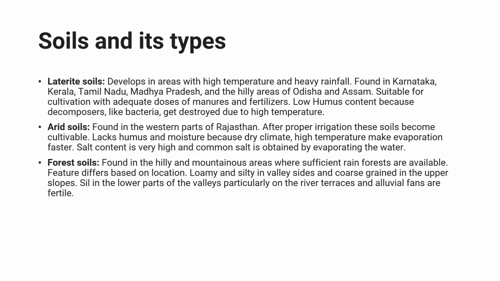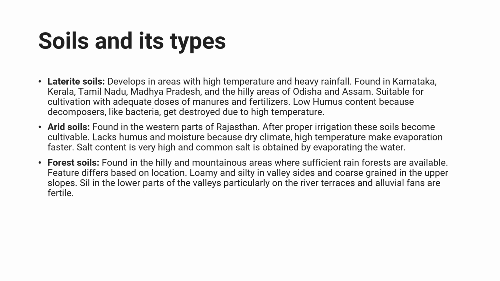What is laterite soil? It develops in areas with high temperature and heavy rainfall. It is found in Karnataka, Kerala, Tamil Nadu, Madhya Pradesh and hilly areas of Odisha and Assam. Suitable for cultivation with adequate doses of manure and fertilizers. Low humus content because decomposers like bacteria get destroyed due to high temperature in these soils.